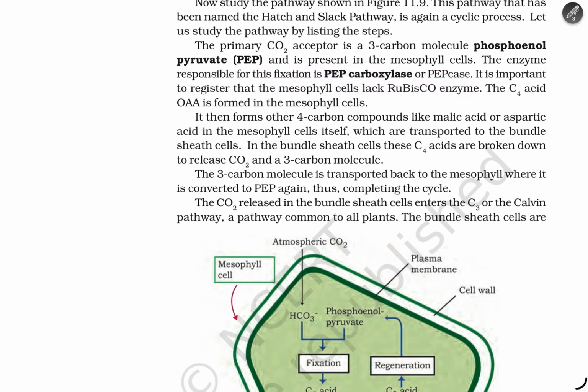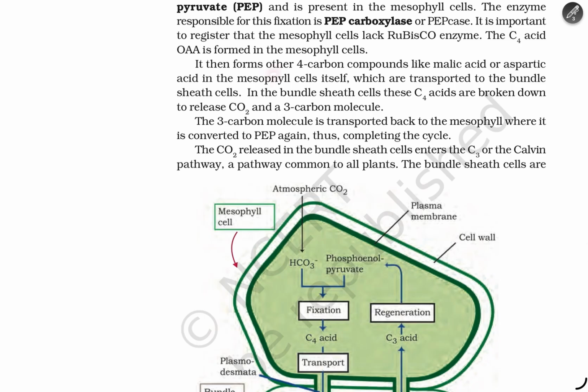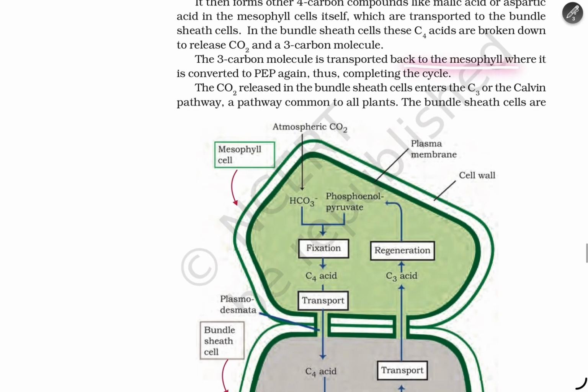It is important to register that the mesophyll cells lack the rubisco enzyme. The C4 acid, oxaloacetic acid, is formed in the mesophyll cells. It then forms other 4-carbon compounds like malic acid and aspartic acid in the mesophyll cells itself, which are transported to the bundle sheath cells. In the bundle sheath cells, these C4 acids are broken down to release CO2 and a 3-carbon molecule. The 3-carbon molecule is transported back to the mesophyll, where it is converted to PEP again, thus completing the cycle.